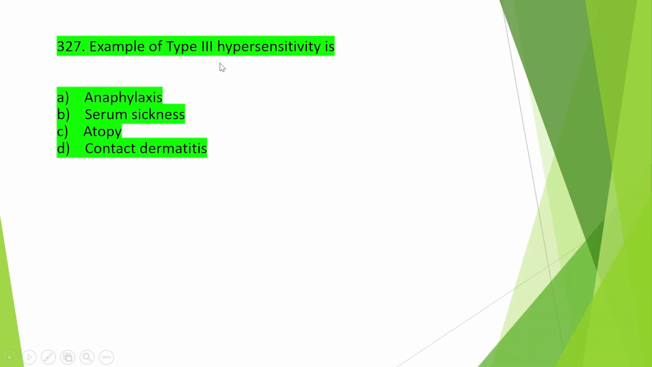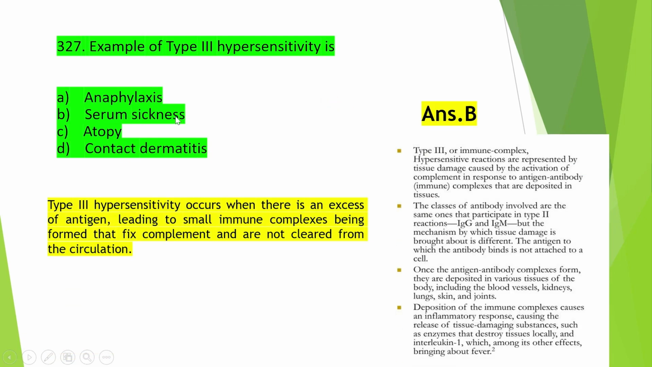The next question is: an example of type 3 hypersensitivity is anaphylaxis, serum sickness, atopy, or contact dermatitis, and the right one is option B, that is serum sickness. Type 3 hypersensitivity occurs when there is an excess of antigen leading to small immune complexes being formed that fix complement and are not cleared from the circulation. Type 3 or immune complex hypersensitivity reactions are represented by tissue damage caused by the activation of complement in response to antigen-antibody complexes that are deposited in tissues.